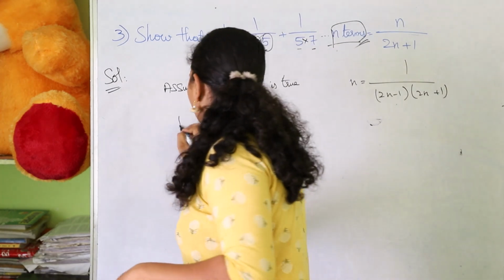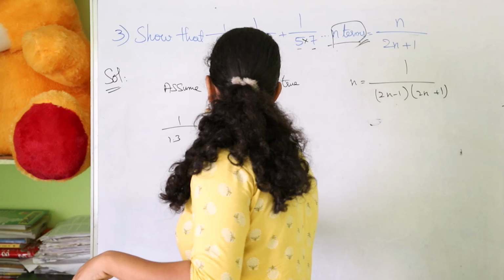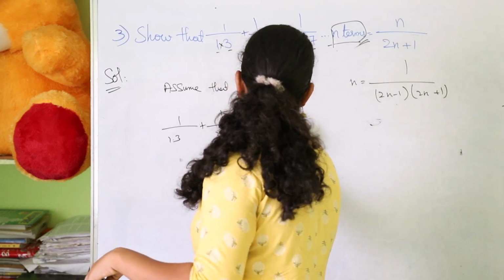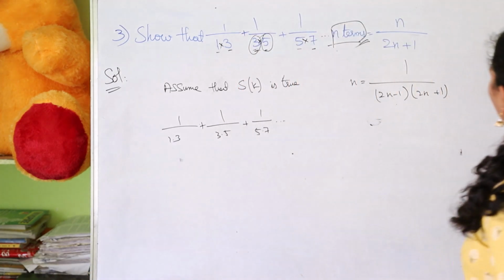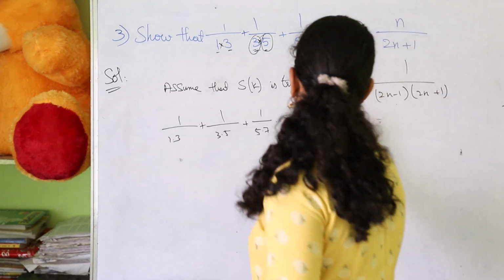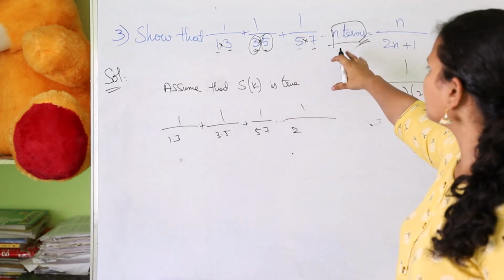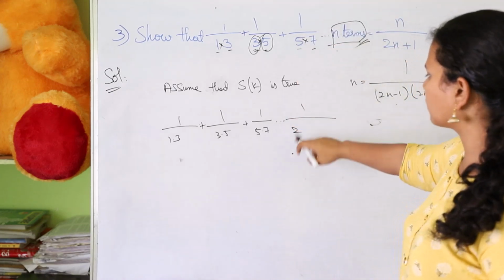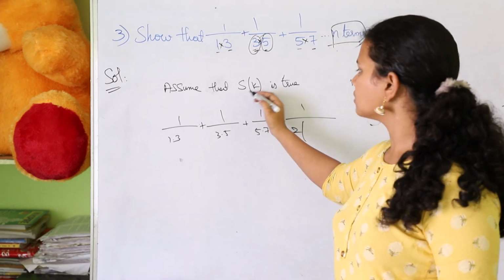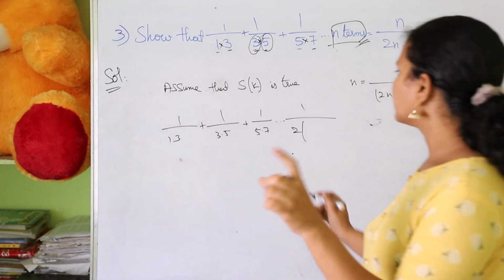You go for 1 by 1 into 3 plus 1 by 3 into 5 plus 1 by 5 into 7, and this goes on till the nth term, which is 1 by 2n minus 1 into 2n plus 1. Instead of n, I am going to write the n value. Consider n equal to the constant k.